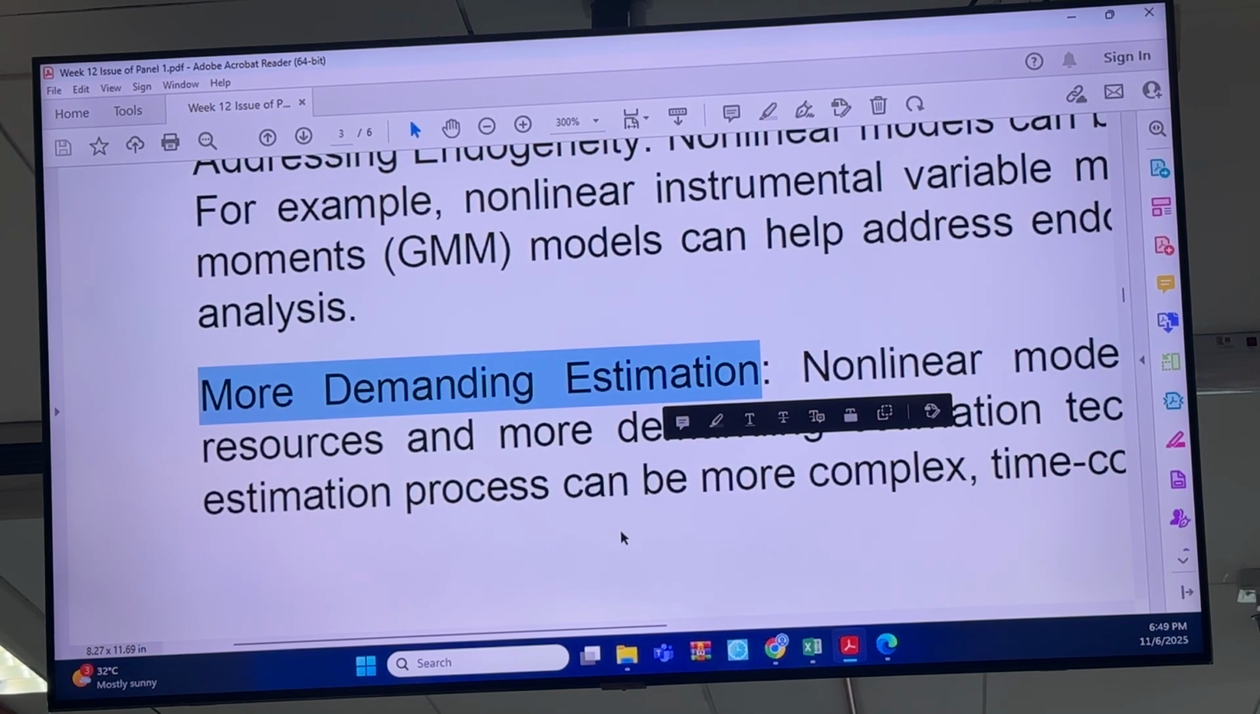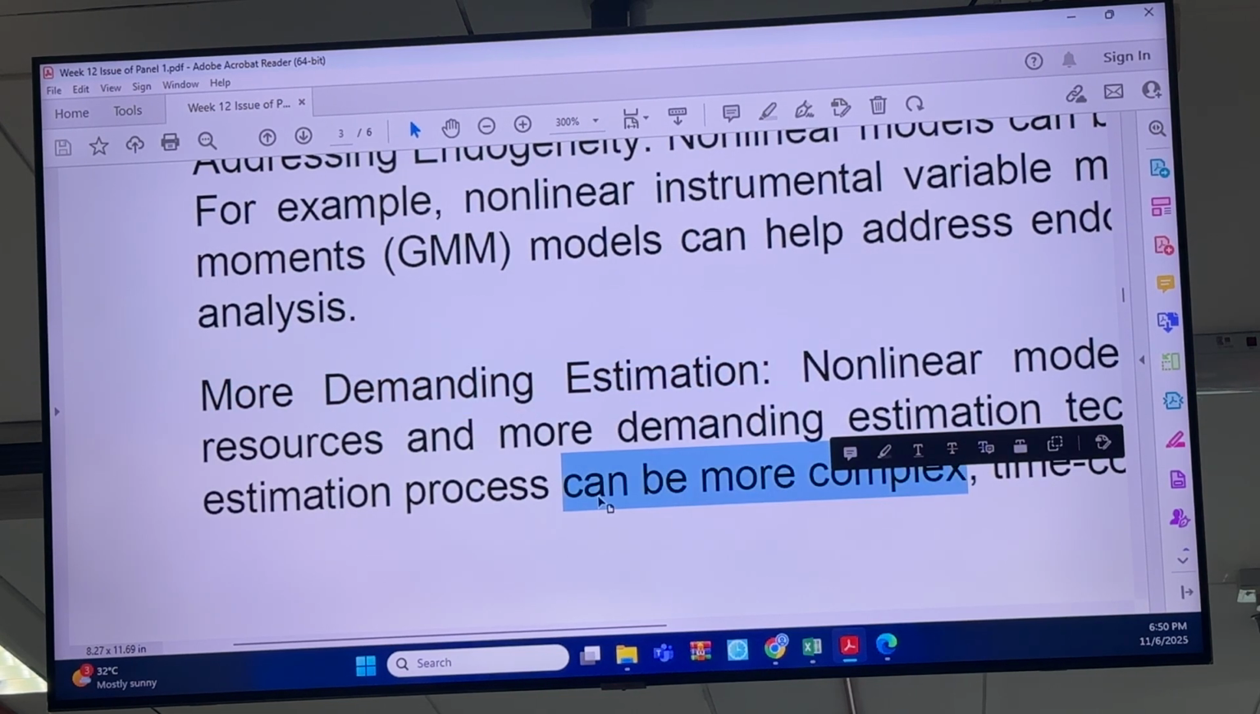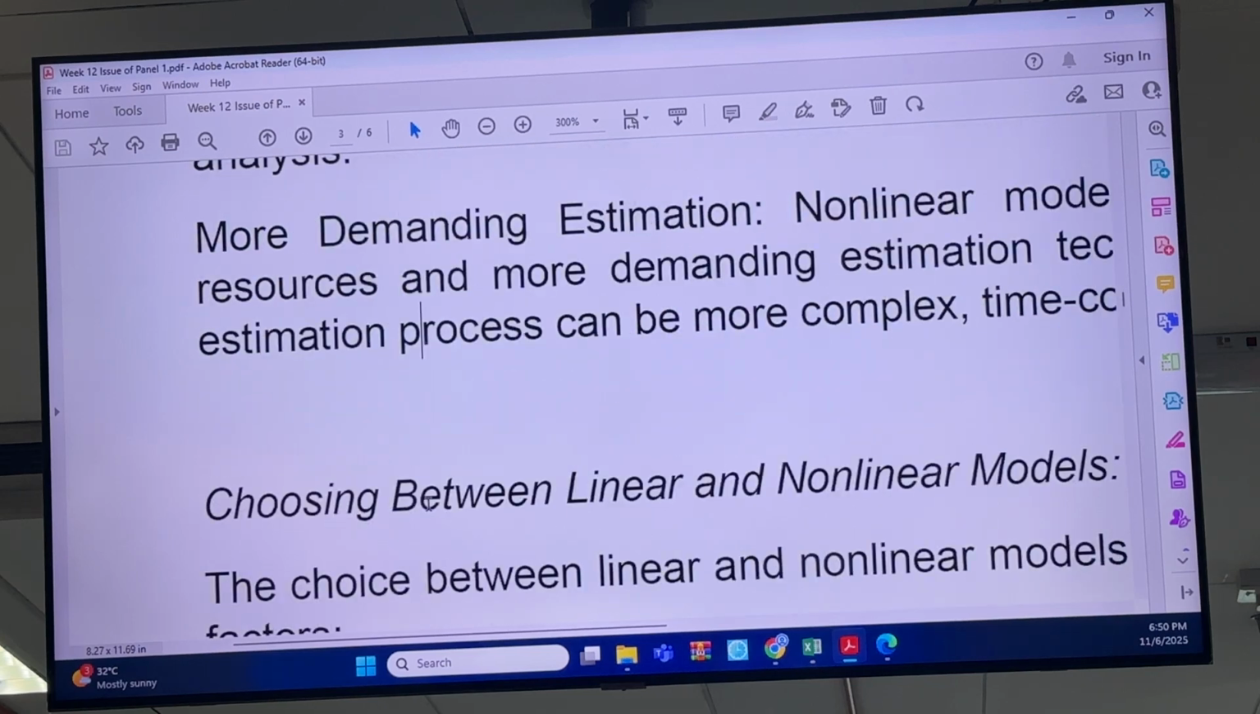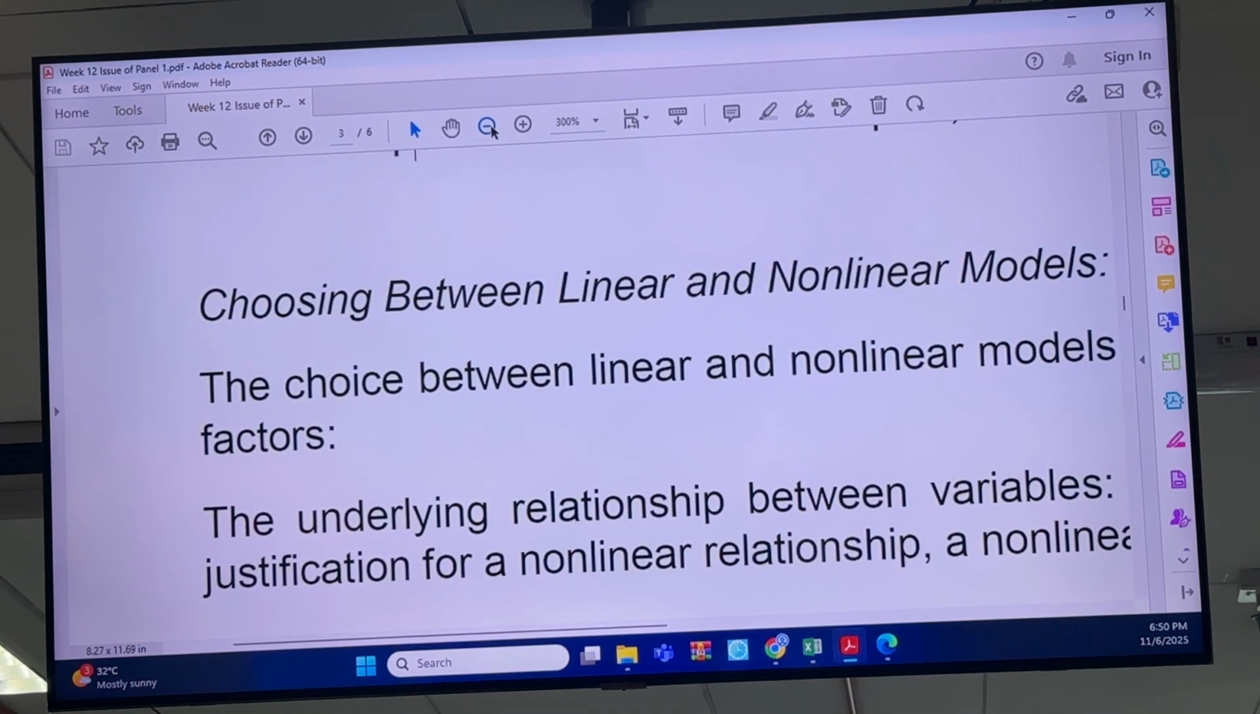That is one way to address endogeneity. Next, more demanding estimation. What's that? Because nonlinear models do not follow the conventional assumptions, they have more complex estimation. Even though we do not need to use manual calculation, you are going to do iterations to see whether it converges or not during the iterative procedure. So it is more complex and also time consuming, because you are not going to do just the first iteration; you are going to have at least 500 iterations to get convergence in the system. So more demanding.